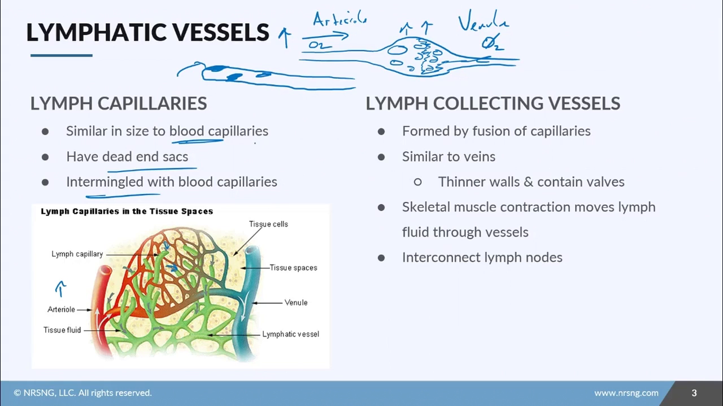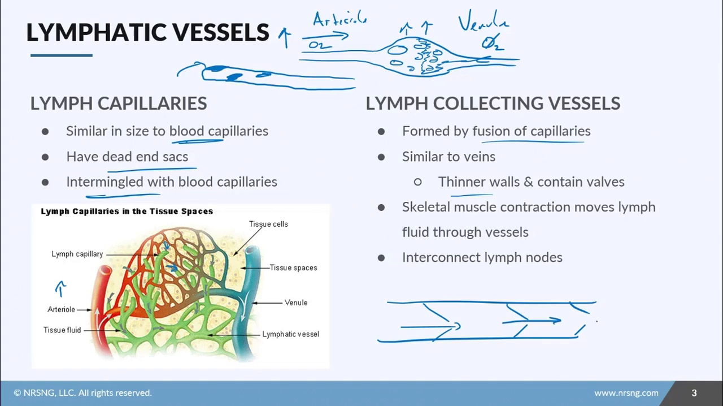Once it goes into the lymphatic capillaries, it's going to go into something called lymph collecting vessels. And they're formed by these fusions of capillaries. And they're similar to the veins. They have thinner walls, but they contain valves. So if this is your lymph collecting vessel, that's your valve, that's your valve, that's your valve. And the fluid goes this way. And the reason the valves are there, we'll get into why this happens, but the valves are there to keep fluid from going backward.